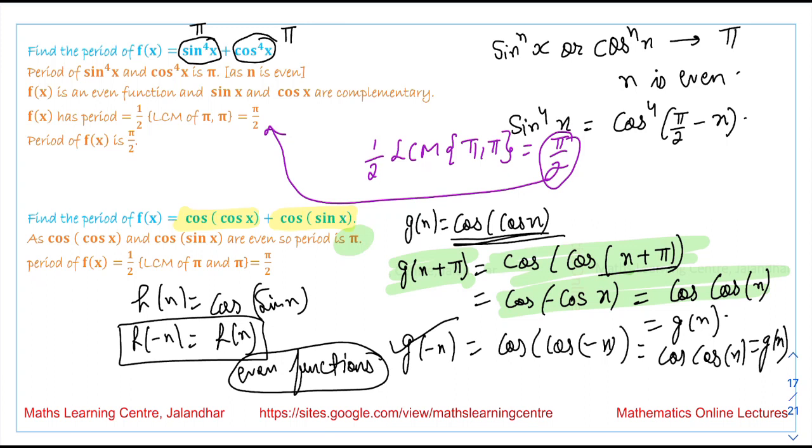The second thing is, if you look at both these functions, you can write cos x as cos of sine of pi by 2 minus x. It means both these functions are complementary pairwise comparable functions. So their period will be 1 by 2 times LCM of pi and pi, and the answer we obtain is pi by 2.